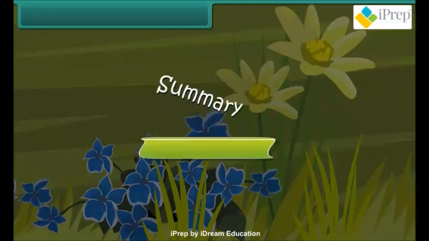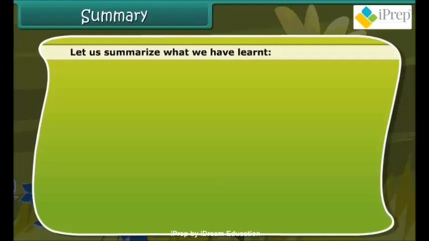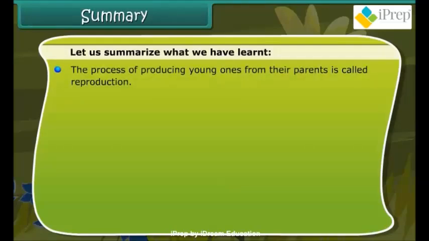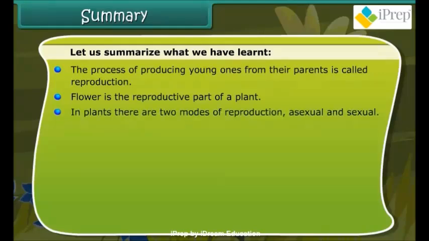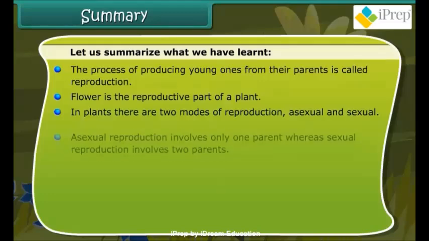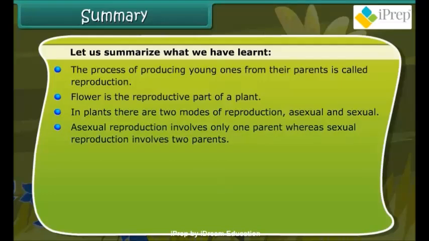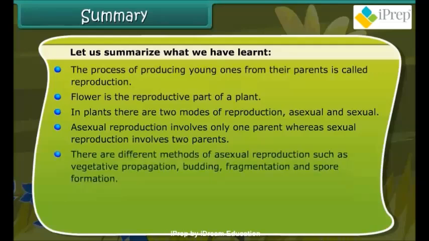Summary. Let us summarize what we have learned. The process of producing young ones from their parents is called reproduction. Flower is the reproductive part of a plant. In plants, there are two modes of reproduction, asexual and sexual. Asexual reproduction involves only one parent, whereas sexual reproduction involves two parents. There are different methods of asexual reproduction such as vegetative propagation, budding, fragmentation, and spore formation.